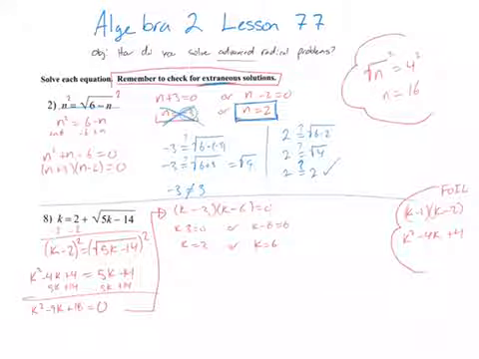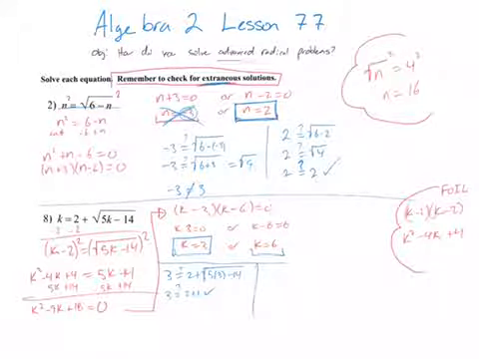Now we just need to check to see if these two are actually solutions. So let's see if that works. Is 3 equal to 2 plus the square root of 5 times 3 minus 14? Well, 5 times 3 is 15, minus 14 is 1. The square root of 1 is 1. So is 3 equal to 2 plus 1? Yes, that one checks out. So this is one solution.